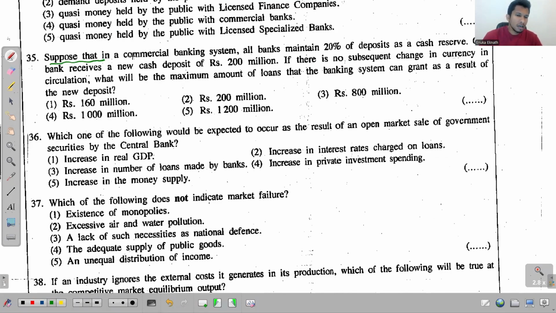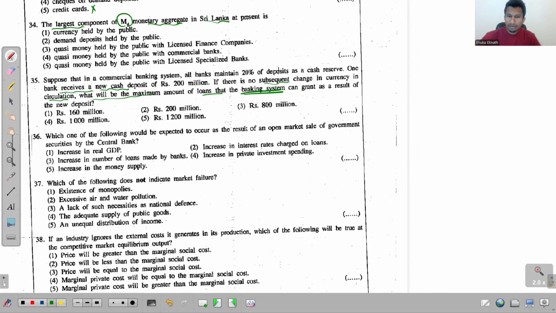It says, suppose that in a commercial banking system, all banks maintain 20% of deposits as a cash reserve, which means SRR is just 20%. Right. One bank receives a new deposit of rupees 200 million, and if there is no subsequent change in the currency in circulation, what will be the maximum amount of loans that the banking system can grant as a result of this new deposit?